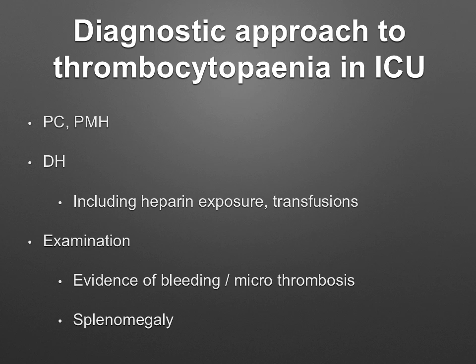In terms of the diagnostic approach, similar to as we've discussed before, you've got to consider your presenting complaint. Try and obtain an accurate history and time span of when the decrease occurred. Drug history is obviously important, including things like heparin to consider HIT, as well as transfusions that have been given. On clinical examination, look for any signs of bleeding or microthrombus formation, as well as splenomegaly as discussed.